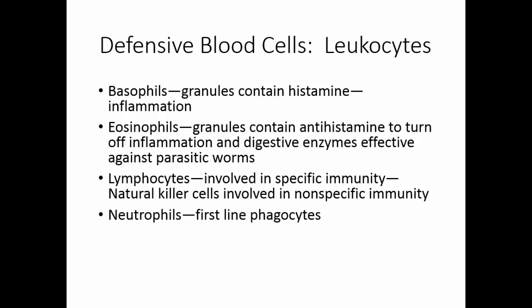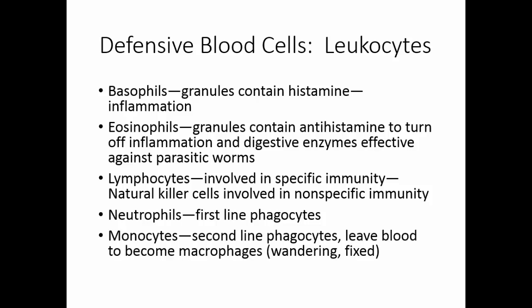The neutrophils are phagocytic cells. These are the first cells to show up whenever there's an invasion, and they begin the eating process, the destruction process. The monocytes are our second-line phagocytes. Now they are larger, they can ingest larger things. They come after the neutrophils. The monocytes also have the ability to leave the blood through diapedesis, and they become macrophages.